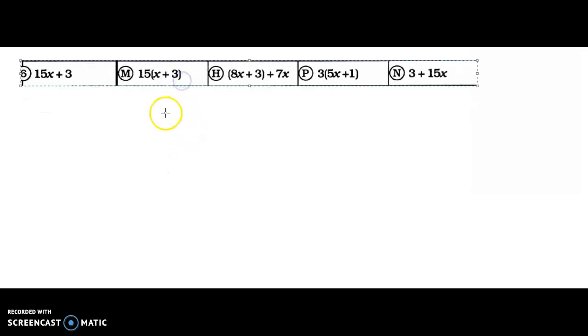Remember, what we're looking for is the one that doesn't match, right? So one of these is the odd man out. We do not want him to be our answer. So let's solve this first one.